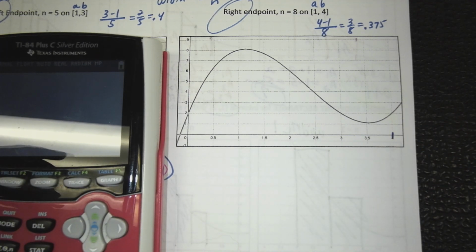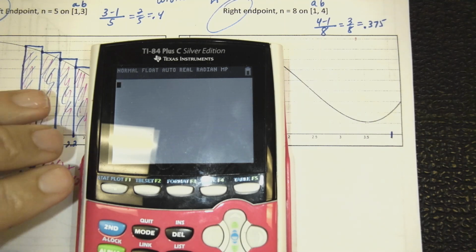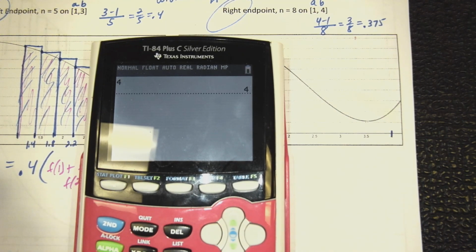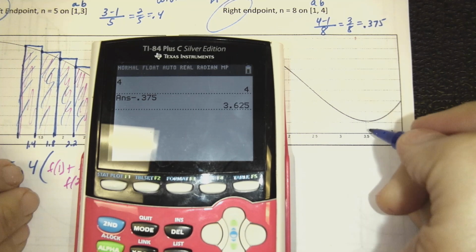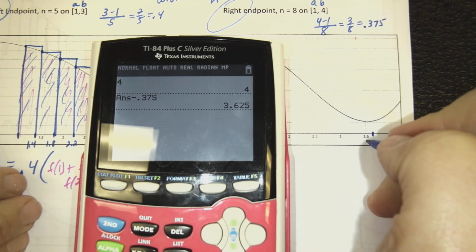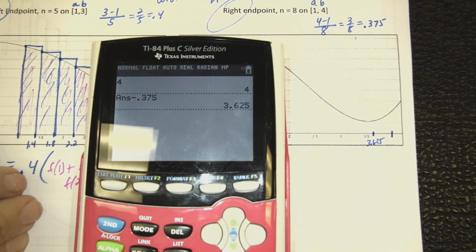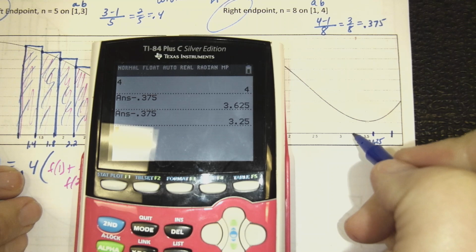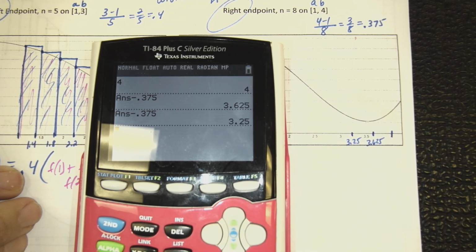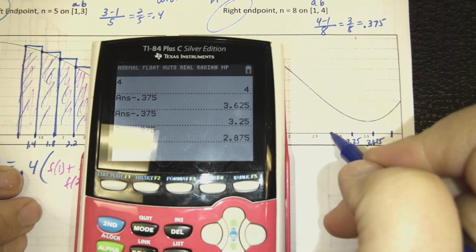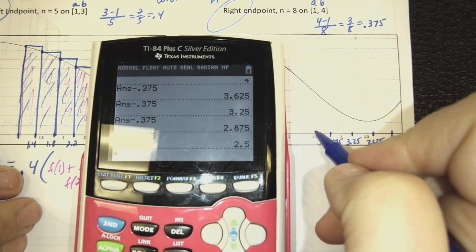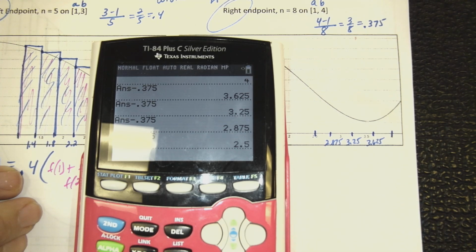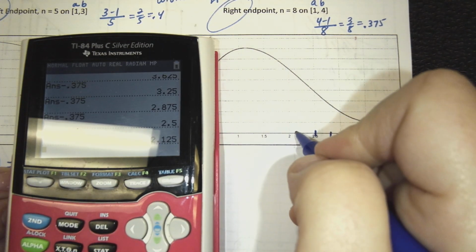Okay. So if I'm going from right to left, aren't I going to subtract 0.375? So what I usually do is I go 4, enter, and then I go minus 0.375, and then all I have to do is hit enter after that, and it'll tell me each of those numbers. So the first one is 3.625, which would be about here, 3.625. Then I hit minus 0.375 again, that's 3.25, which is here. Then 2.875, which is about here, then 2.5, that's that there, and then 2.125, which is about here.